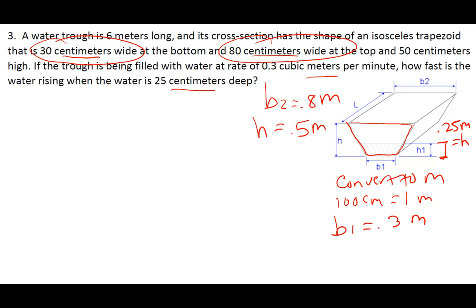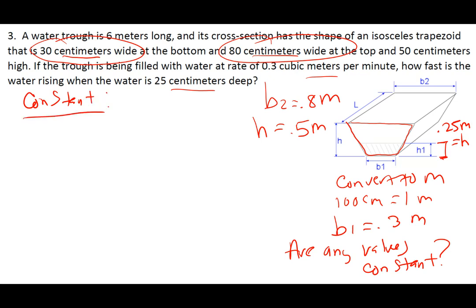So just like the previous problems, what we want to ask ourselves is, are any values constant? And in this case, there's actually more than one value that's constant. So if we talk about things being constant, what we've already seen in our previous problem is that the length of the trough from the front to the back is going to be constant, which in this case they tell us is 6 meters long. So I am confident that the length of this trough is 6 meters and it will remain 6 meters.